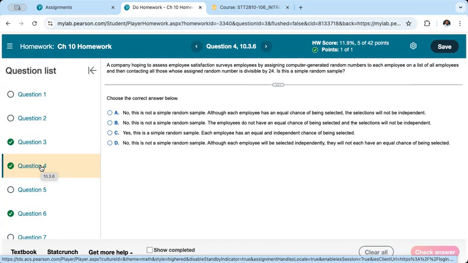Okay. So I want to ask you a question. Say I want to select 10 people from this class. And then I generate some numbers and I say that, okay, the people who had 10 is the one that I'm going to select. Is that random or not random?